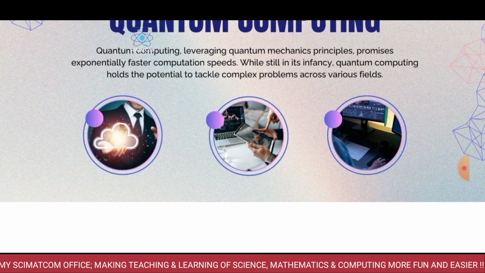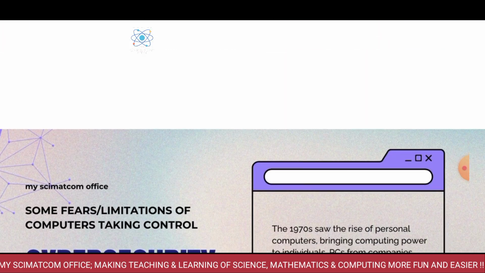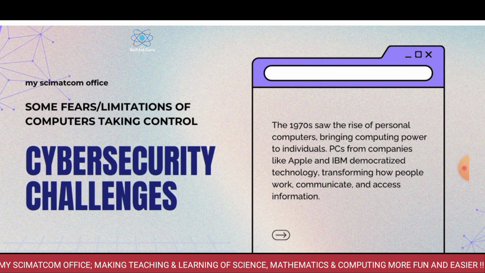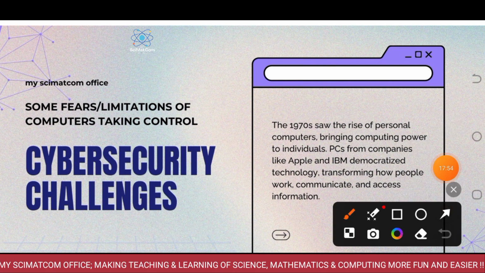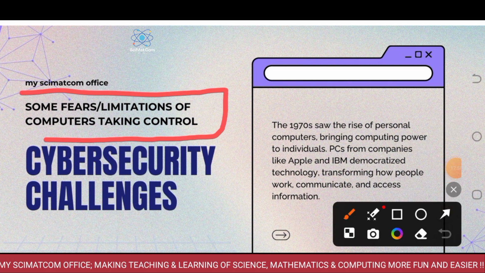We also need to fear the future because there are some things that these computers can also bring. So, some fears or limitations of computers taking control. That's the fear of man, that computers will take control. And we should really think about these things because computers have come to stay. And as it has come to stay, we need to also know how we can stay with it without getting hurt. One of them is the cyber security challenges.